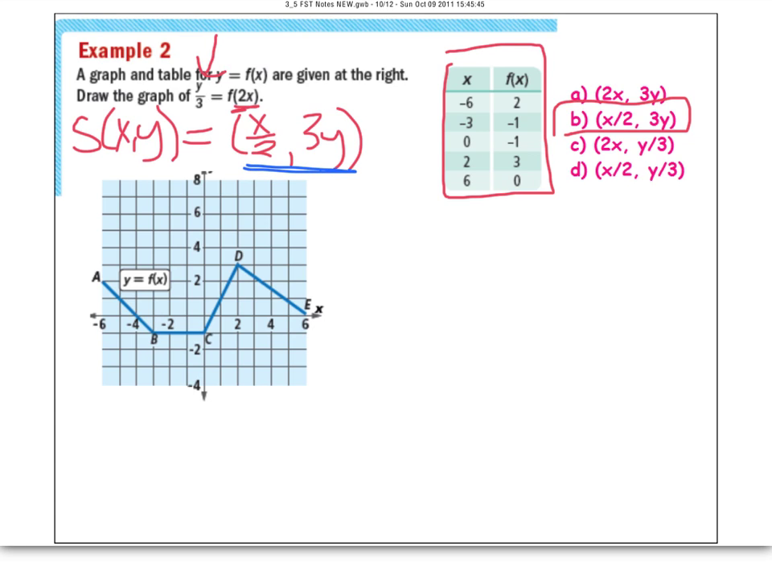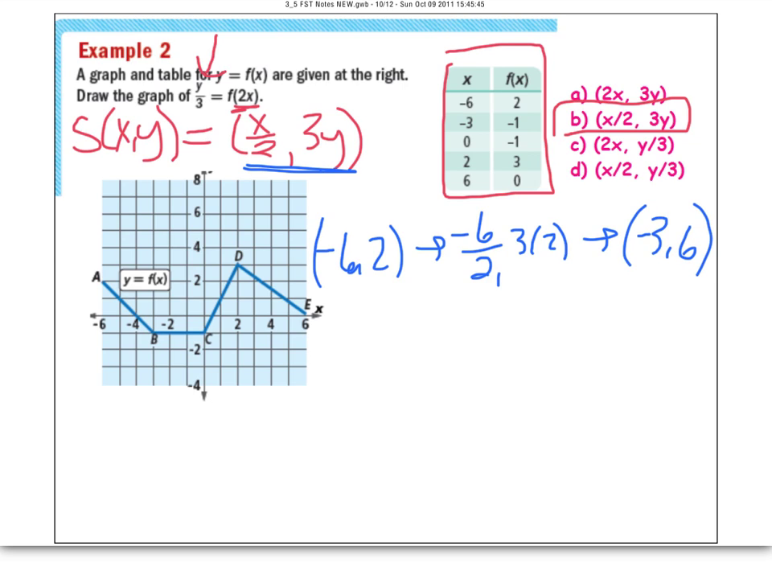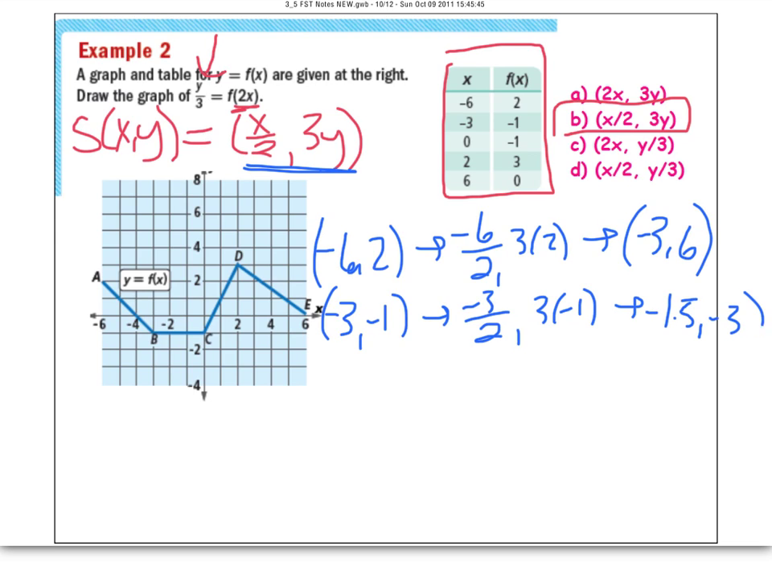So let's do that. If I take negative 6, 2, and I see where that moves to, I'm just going to put that in the ordered pair. And this guy is going to move to the number negative 3, 6. Let's do the other one. Negative 3, negative 1, when you put it in here. Just be careful on this. This guy is going to actually go to negative 1.5, negative 3. So let me just sketch those first few.